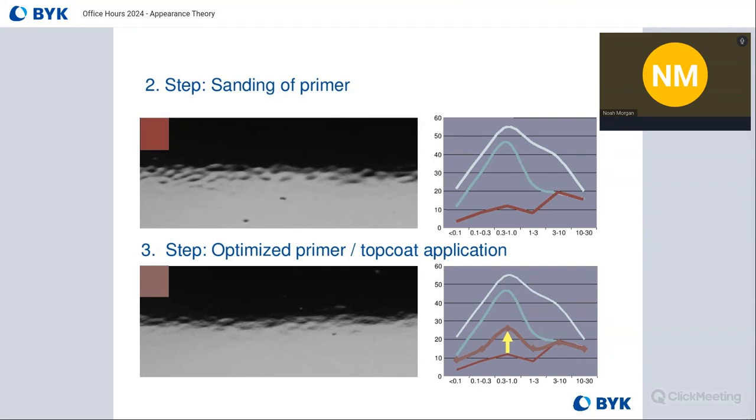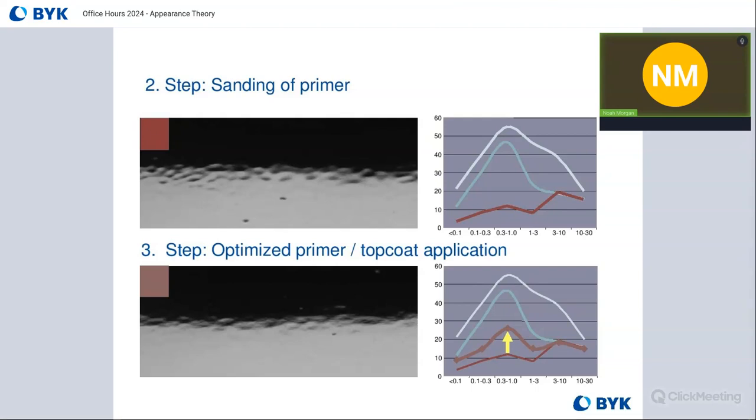So how do we optimize it once again? We can optimize the top coat and the clear coat application. So then this creates a balanced appearance between the short waves and the long waves again. What we're really looking for is the smaller structures to be slightly higher than the larger structures on the spectrum, like I spoke of before, because that's the key balance that we're looking for. It gives the best visual appearance in the end.